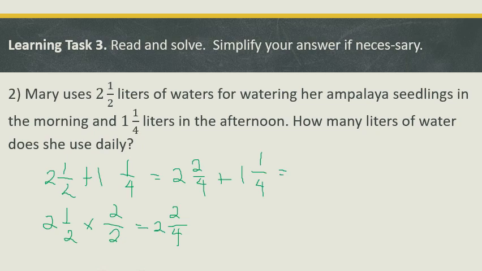Ngayon, magkatulad ng denominator, so kopihin natin siya. So, 4. Then, 2 plus 1 is 3. Tapos, yung whole number 2 plus 1 is 3. So, kaya, ang sagot natin dito is 3 3/4 liters.